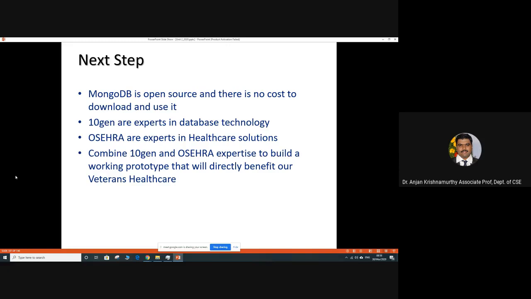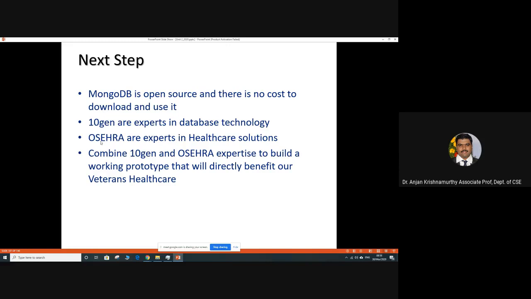So 10gen is the group which developed this software called MongoDB, and they are the experts in database technology. And OSEHRA is another group which is using MongoDB for healthcare solutions. Usually the consortium is an open source consortium where 10gen and OSEHRA experts build a working prototype that will directly help or benefit certain veterans' healthcare applications.